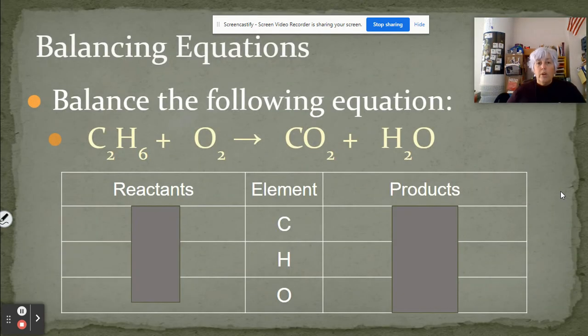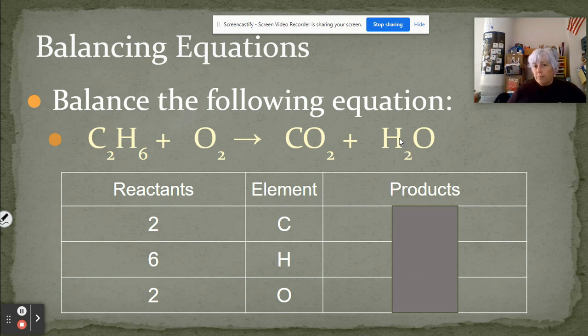Okay, so here's another example. This one's a little bit more complicated. In your notebook, all we have here is carbon, hydrogen, and oxygen, so make a list. It's a little bit off center here. Sometimes you have to do that. So pause and count up all the carbons, hydrogens, and oxygens. For the reactants, I hope you got 2, 6, and 2. That makes sense. Now be careful with oxygen.